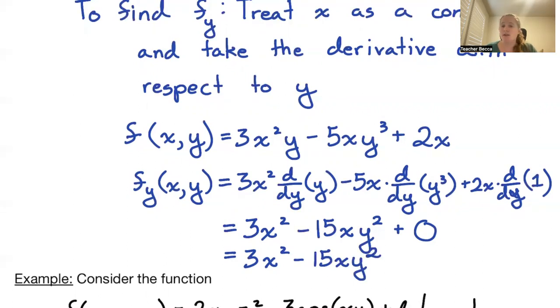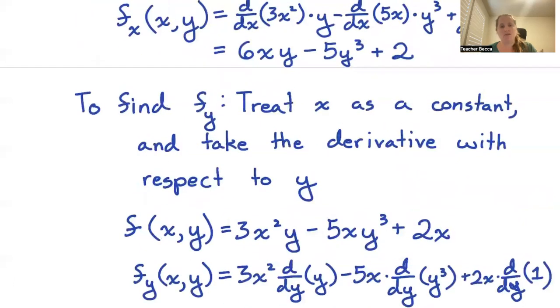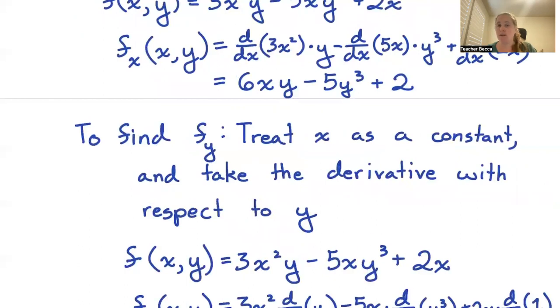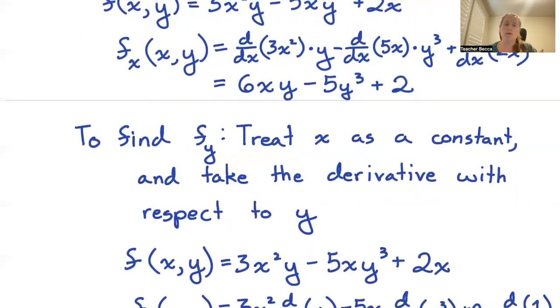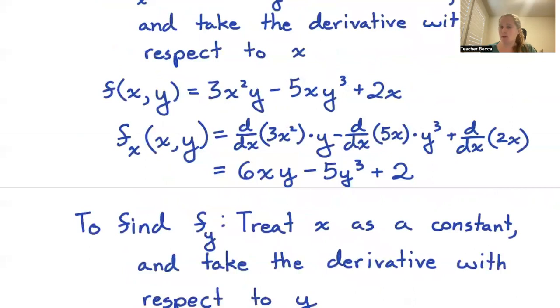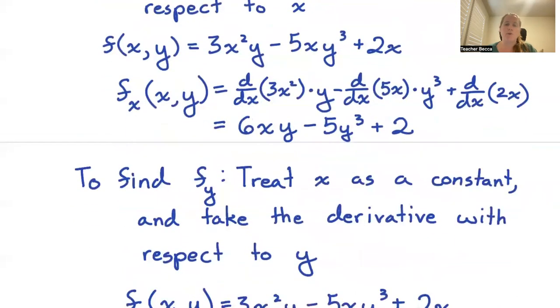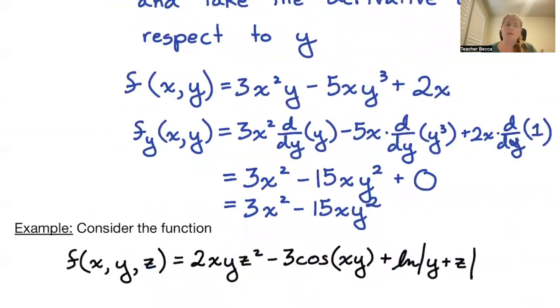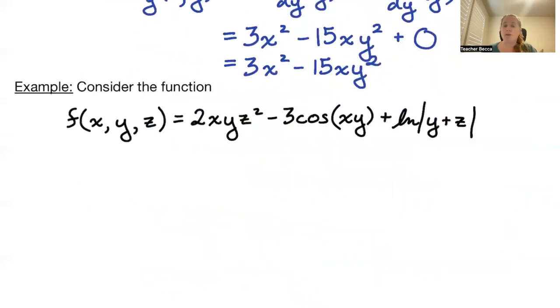This is a useful trick, and much faster than having to do the limit definition of our partial derivatives. Again, you're just viewing the other variable as a constant and taking the derivative with respect to whichever variable we're working with. Now let's go ahead and move into 3 variables, exact same thing.